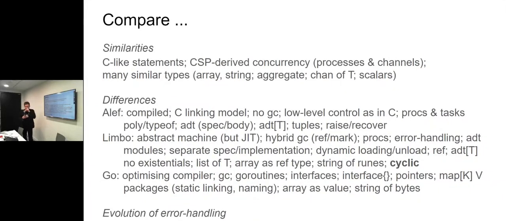Interestingly, arrays are values in Go, they aren't reference types. Instead, there's a separate slice type, with very similar syntax, that represents a reference into an array. And more interestingly, Limbo has strings of runes, which are Unicode code points. Go uses strings of bytes. In fact, a few of the primitives in the language do regard them as being UTF-8 representations of Unicode characters or code points. But in fact, a string can contain any byte pattern, including zeros and so on.